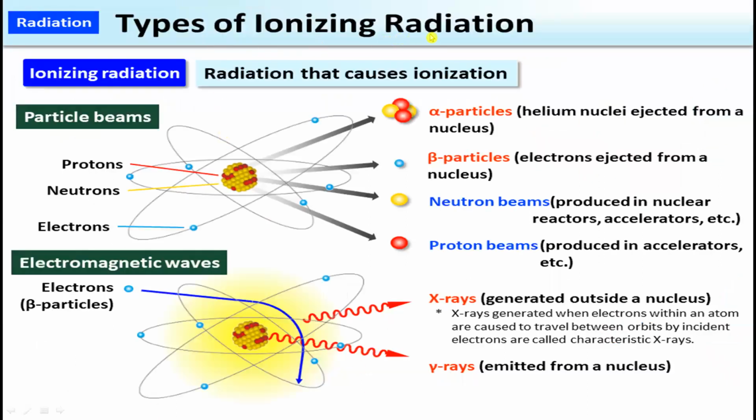Types of ionizing radiation. They include both particulate and electromagnetic radiation. Alpha particles, beta particles, neutron beams and proton beams are the particle beams, whereas X-rays and gamma rays are the electromagnetic waves that can ionize matter.